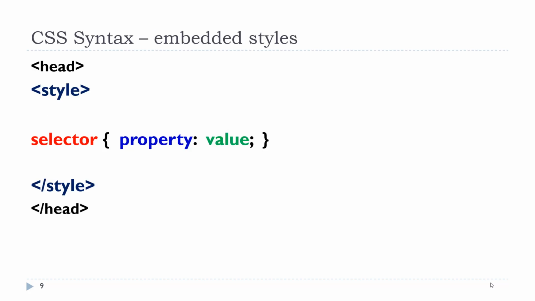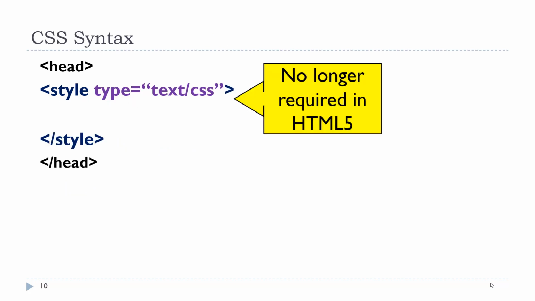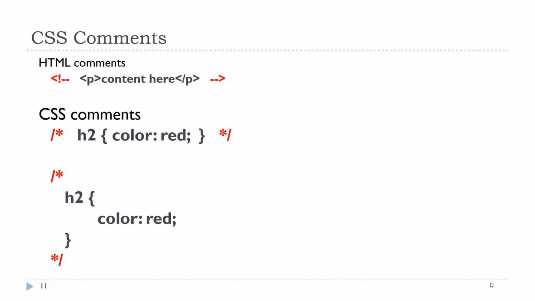This is an example of an embedded style. Note that the CSS code is inside the opening and closing style tags inside the head section. I would like to point out that the type attribute is no longer required in HTML5. Please note the different types of comments that you can use in the web page. There are HTML comments and there are CSS comments. Please use them in the proper places.